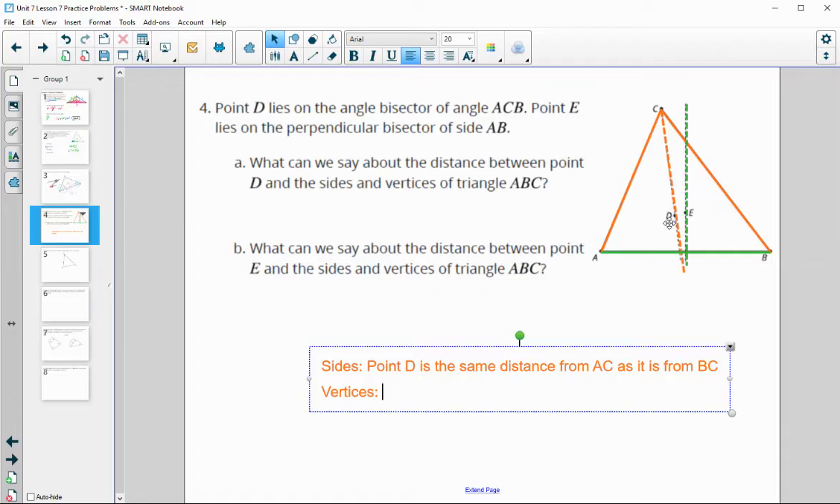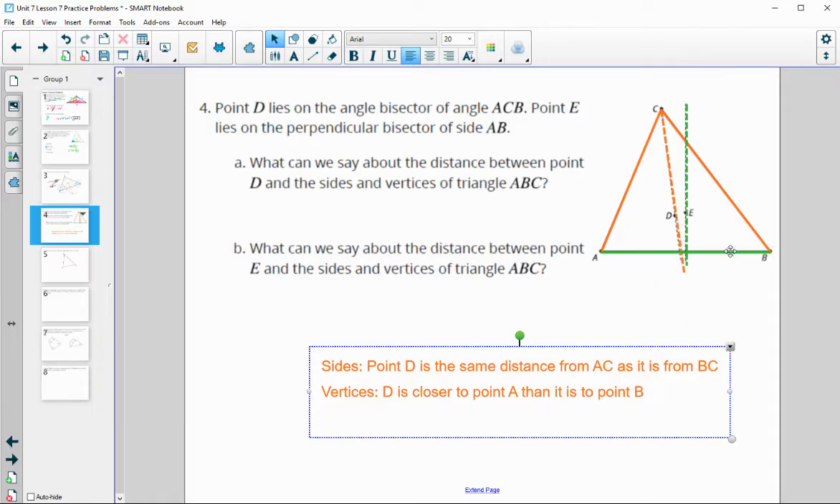There's nothing to help us with that, but E is actually equidistant from A as it is from B. Since it's on the perpendicular bisector, that's equidistant from the endpoints. And D is on this side of E. So D is closer to A. So D is closer to vertex A, point A, than it is to point B. And that's because we know E is equidistant from them.